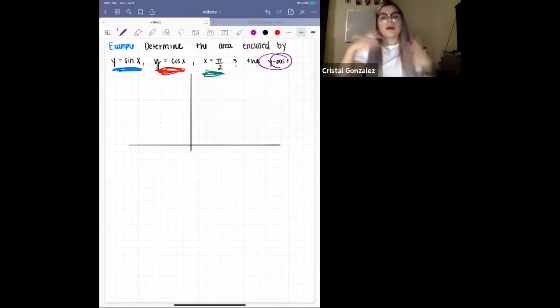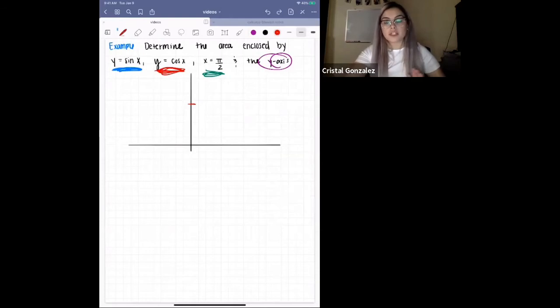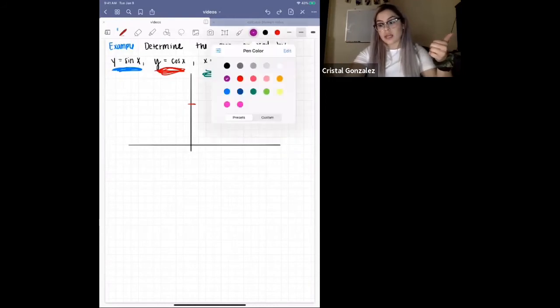The first thing that we want to do is, one, graph our sine function and our cosine function. And by now, hopefully, you know how to graph those. Hopefully. Okay, so the first thing we should do is graph these functions. Hopefully we are all comfortable with graphing sine and cosine. So let's go ahead and do that.